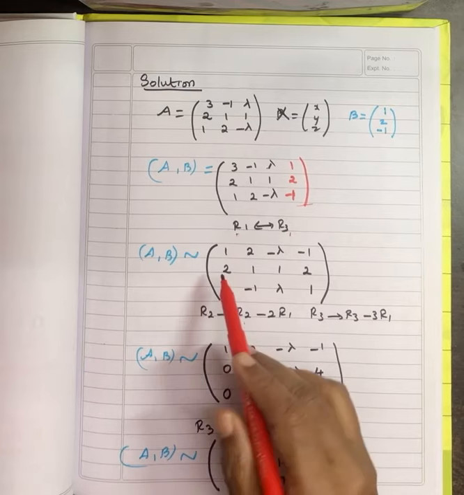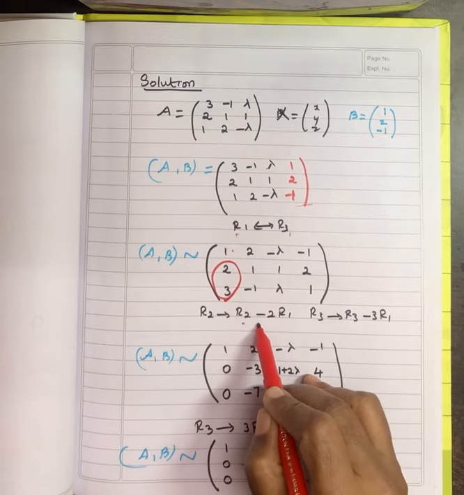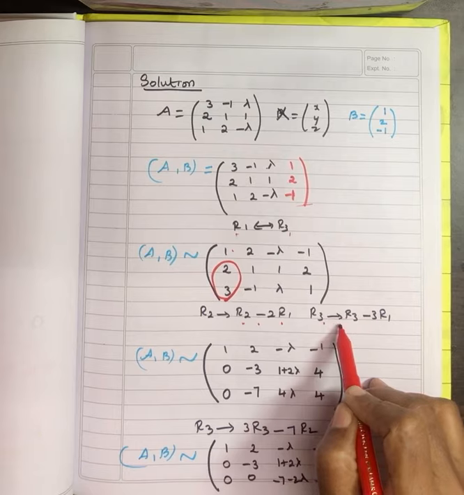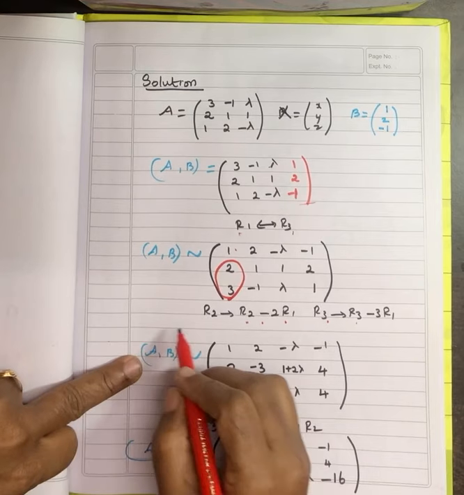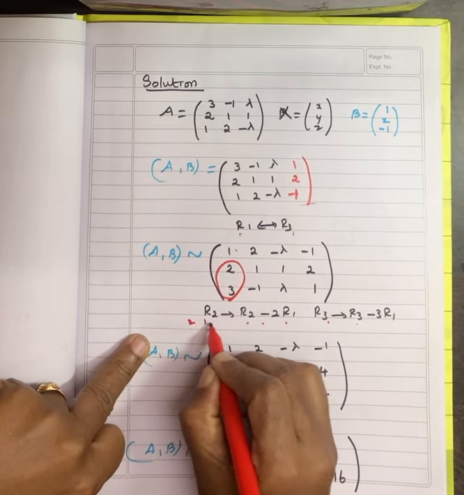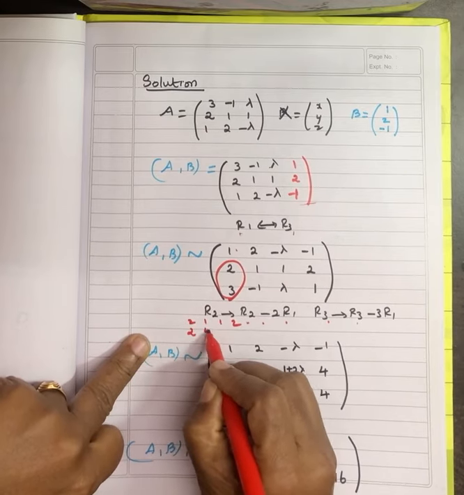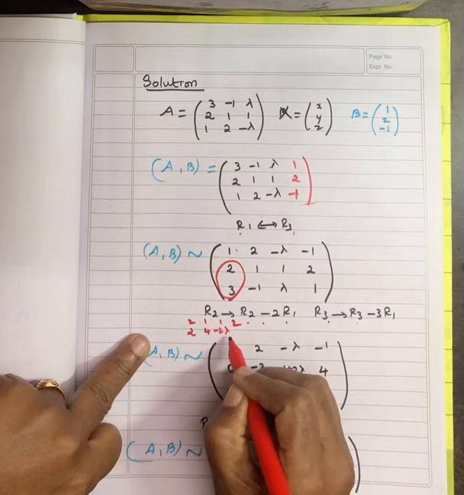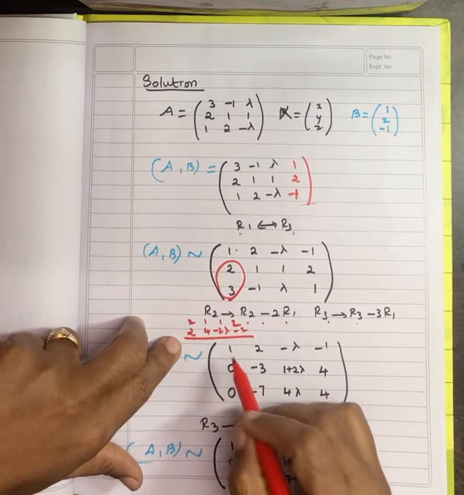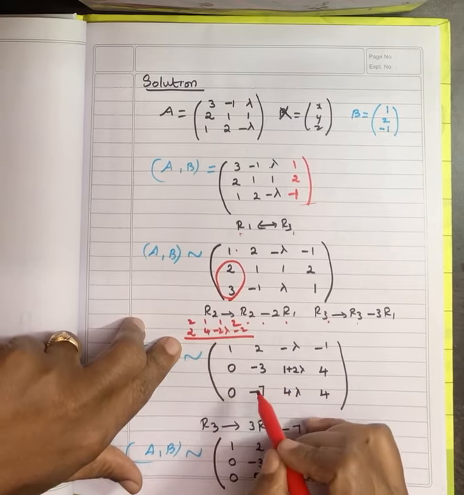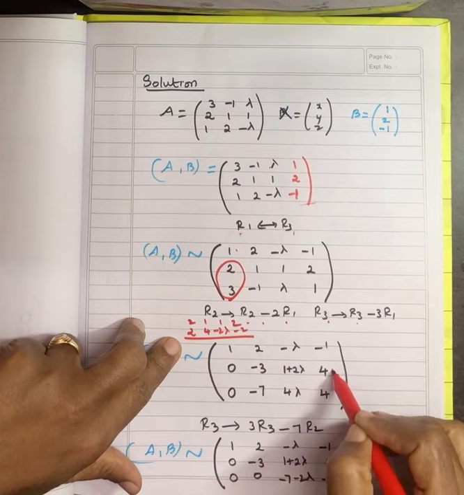First number is 1. Very simple. Now R2, I want these two numbers. I must make it 0 using the first row. So R2 implies R2 subtraction 2R1. R3 implies R3 subtraction 3R1. Check the result now. R2, which is R2 now? 2, 1, 1, 2. R1 multiplied with 2: 2, 4, minus 2 lambda, minus 2. Subtraction means change the sign. 2 minus 2, 0. 1 minus 4, it is minus 3. 1 plus 2 lambda, 2 plus 2, 4.